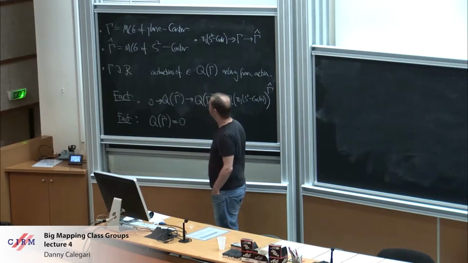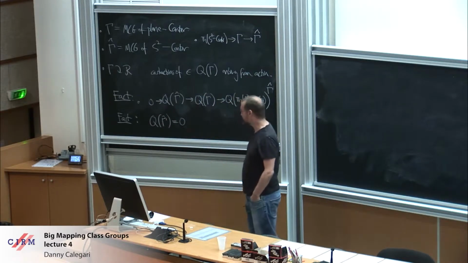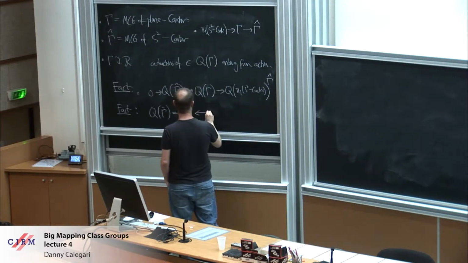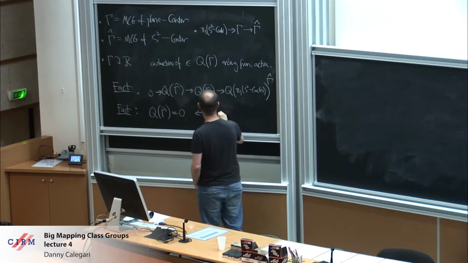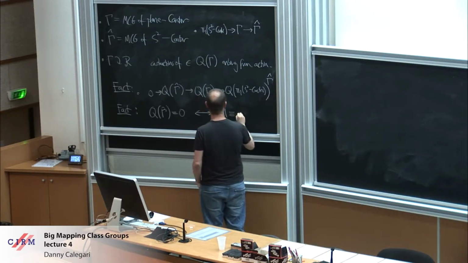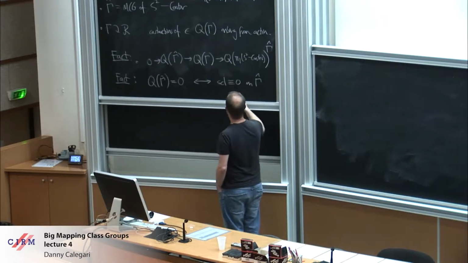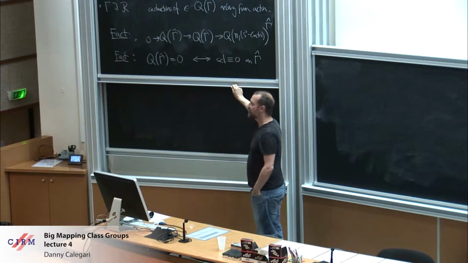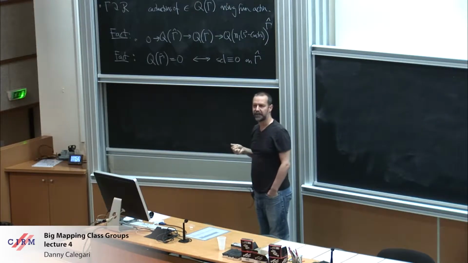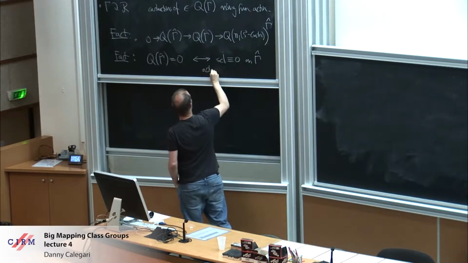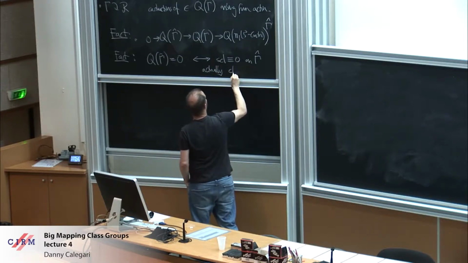So this is true. Why is this true? By generalized Bavard duality, this is equivalent to showing that the stable commutator length vanishes identically on gamma hat. And in fact, something stronger is true. This group is uniformly perfect. So every element in this group is a product of at most, I don't know, three commutators. I'll just say commutator length bounded by some constant, I think maybe three.